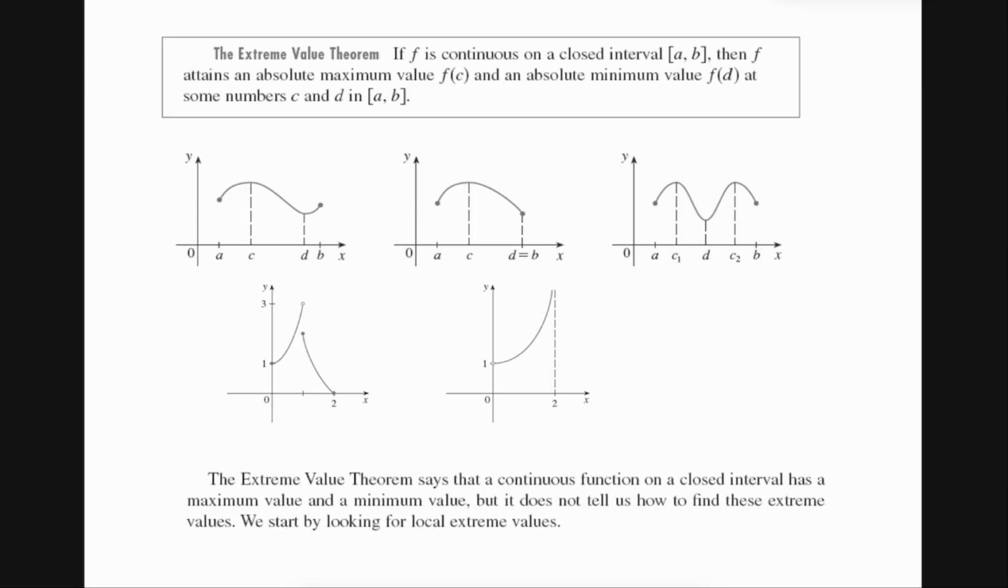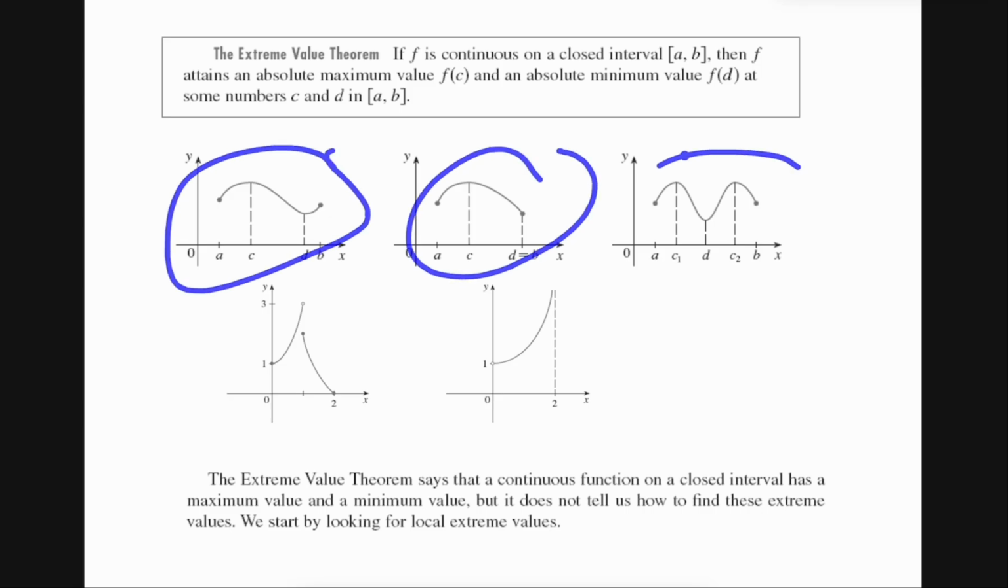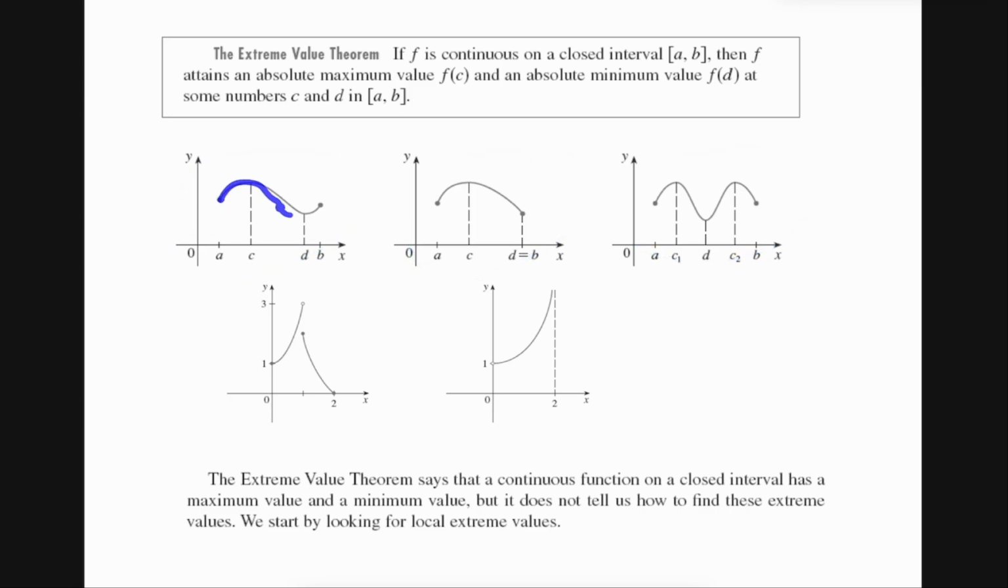Now, it can be on the ends or something in between. It could have multiple places, okay? So let's look at these three. Now, these are continuous. We do not have to lift our pencil. They include the ends. So that's what they're talking about in the extreme value theorem.